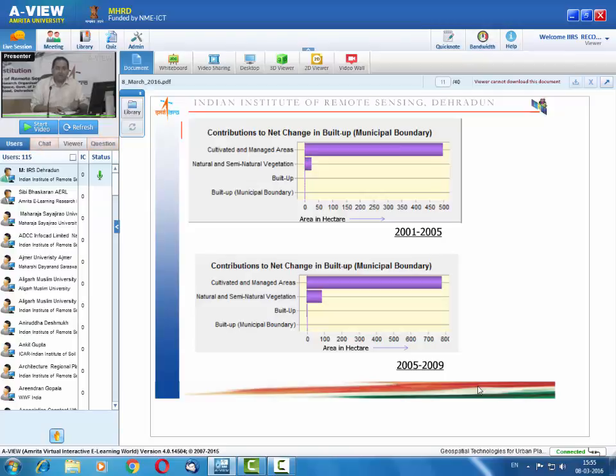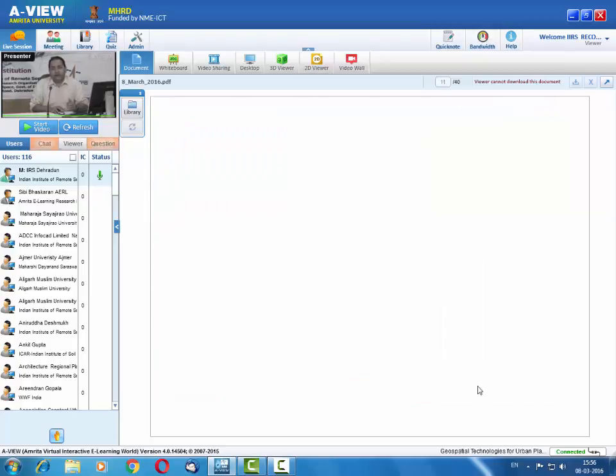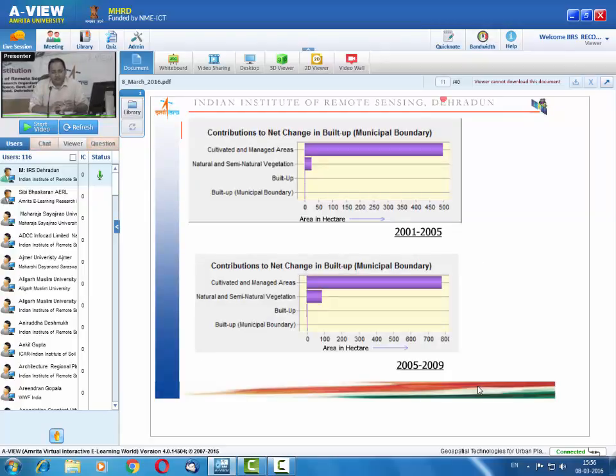The previous diagram showed the entire Doon Valley. For the entire Doon Valley, the major transformation has been of the natural and semi-natural vegetation to agriculture and then to built up within the municipal area. But this shows you the land transformation process inside the urban agglomeration area. So inside the urban agglomeration area, it is mainly the cultivated and managed areas which have transformed into built up.